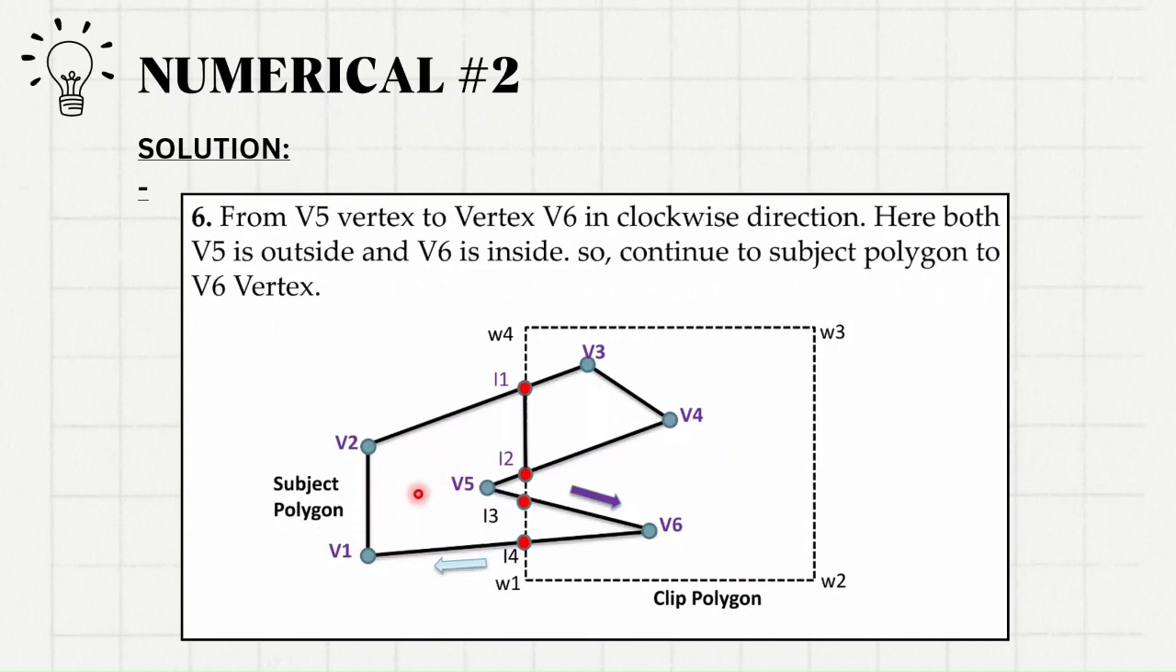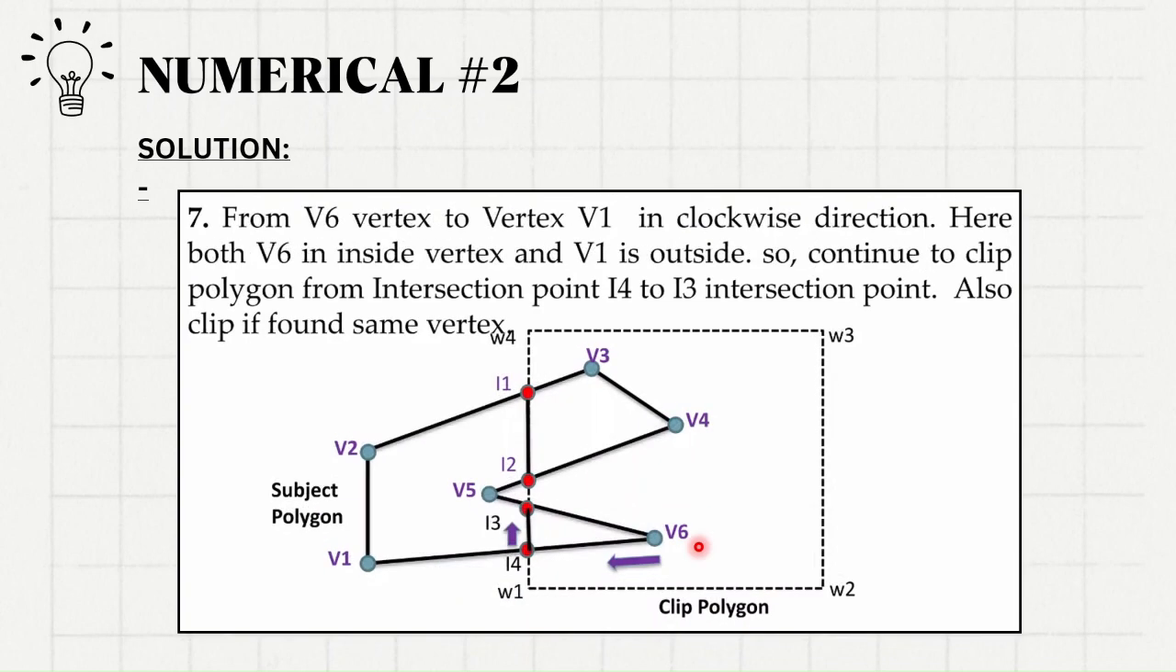In the next step, we start from V5 to V6. Again, the intersection point is there. So record I3, V6. Okay. In the next step, we go from V6 to V1, an inside to outside pair of vertices. We follow the window boundary. So V6, I4, and I3.